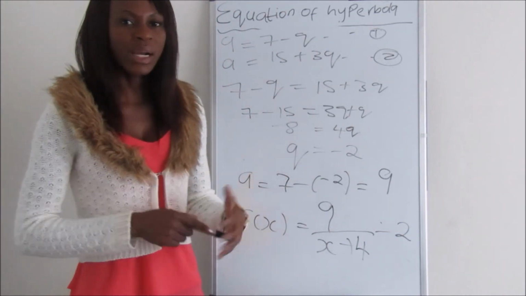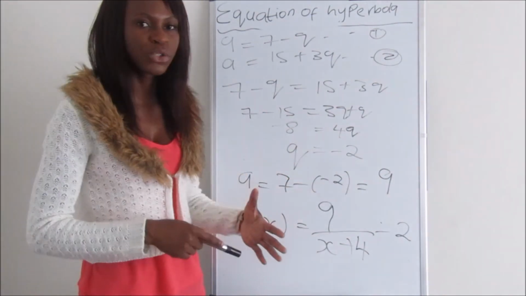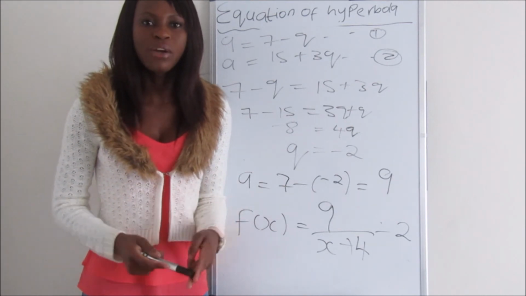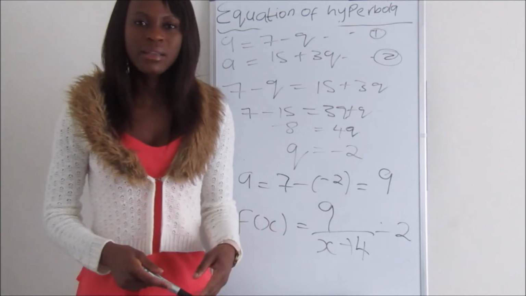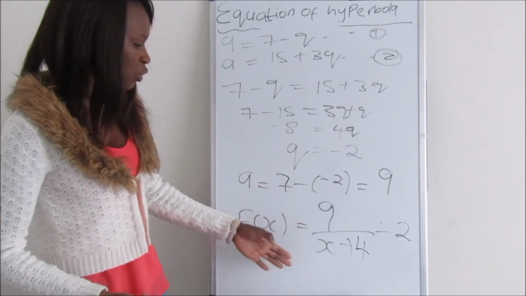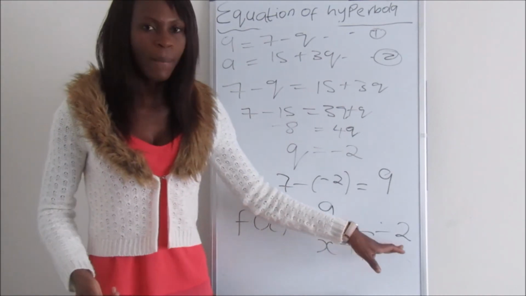If you are given one asymptote and 2 points on the graph, you substitute the asymptote into the equation, then you will be left with only two unknowns. With the 2 points on the graph, you solve the unknowns using simultaneous equations, and this is how we came to the final answer, which is f of x equals 9 divided by x plus 4, minus 2.